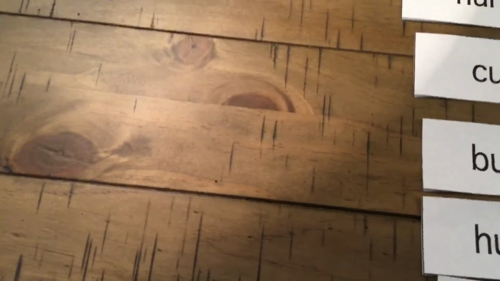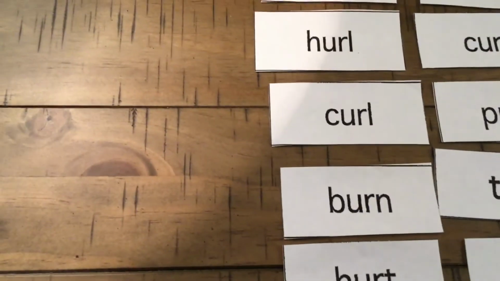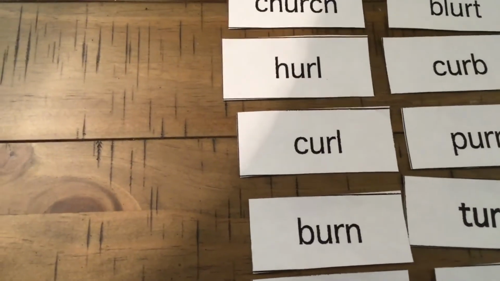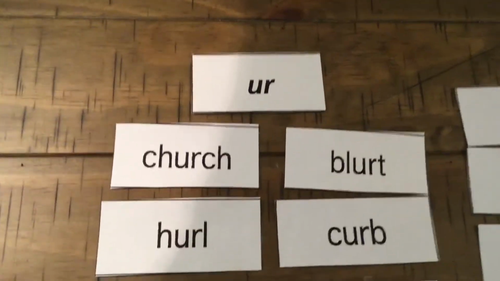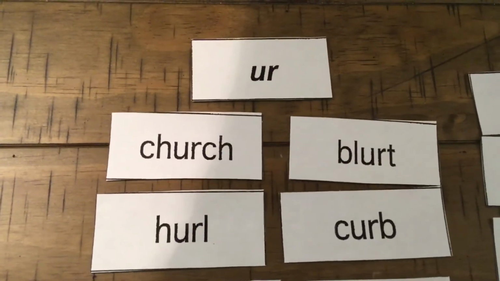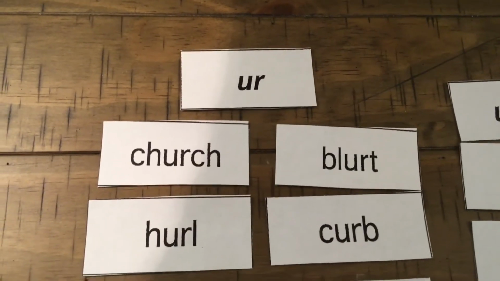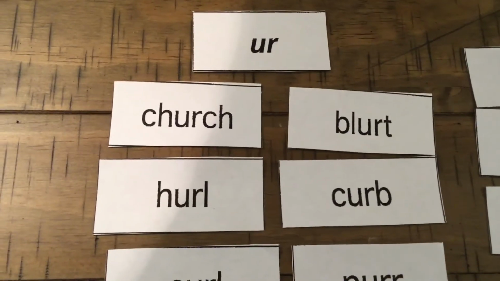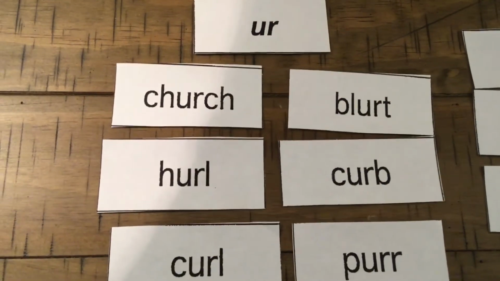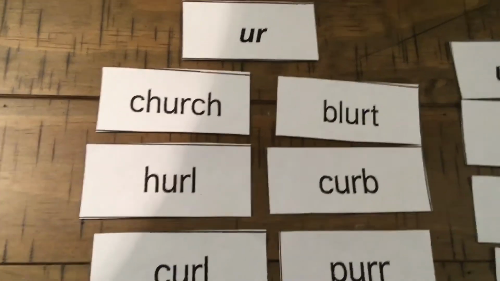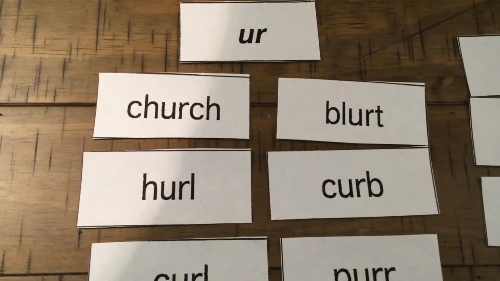So my next step is to double check my groups. Make sure that they all follow the same pattern. So my group, you are saying ur: all of these should only have the U in it, no other vowels, and they're saying ur. Church, blurt, hurl, curb. All four of those, you are, no other vowels, saying ur.